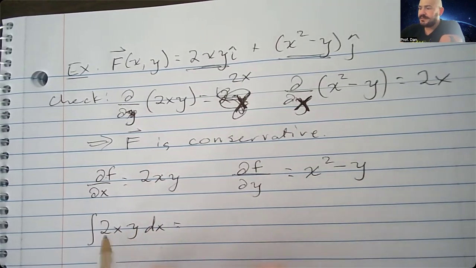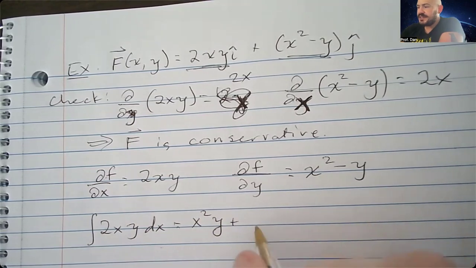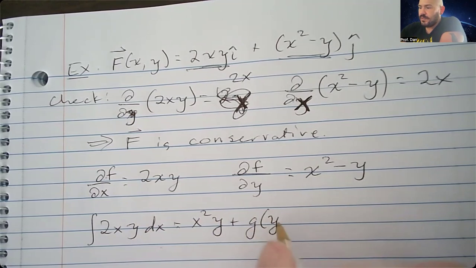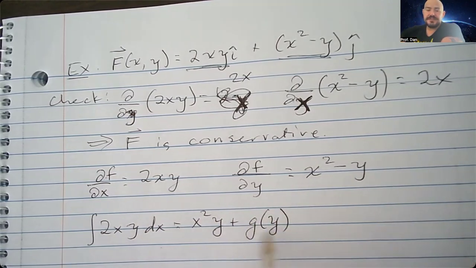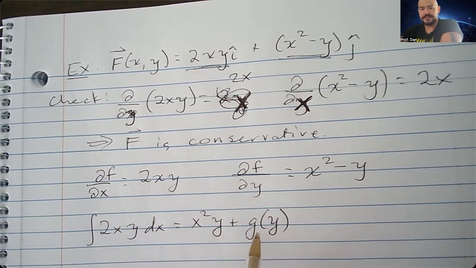If I do that, I end up getting x squared y. And instead of writing plus c, I'm going to write plus g of y, right? Because this could be any function of y. Remember, if I take the derivative with respect to x of something that only involves constants and y's, then that would zero out. So x squared y plus something that might involve y.